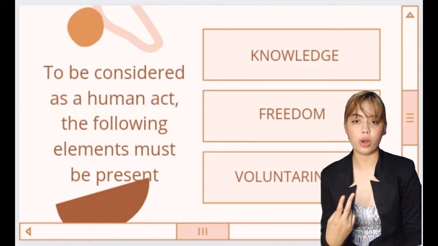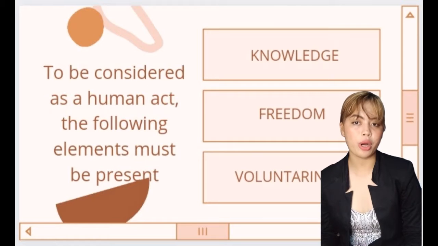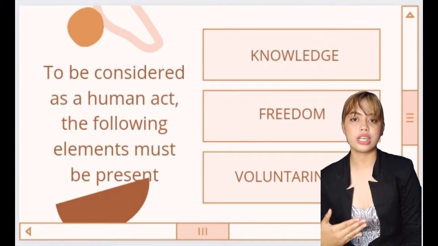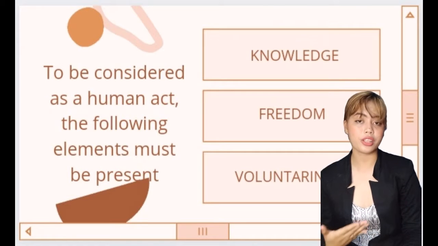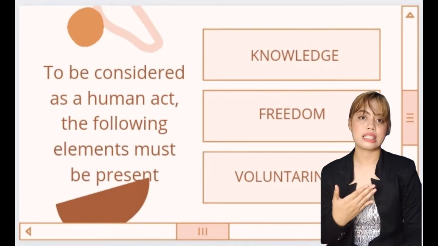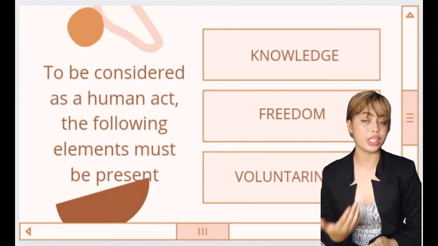Then we have the second one, which is freedom. Freedom means that the act is performed in accordance with and not against the will. It is under the control of the will determining the action. In other words, the power resides in the will to choose to do or not to do an act. It is therefore a free act done without any element of force or coercion.